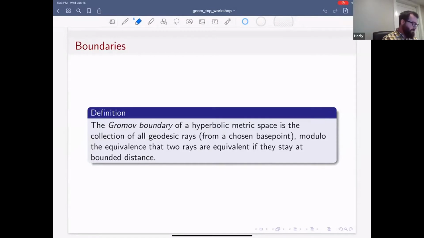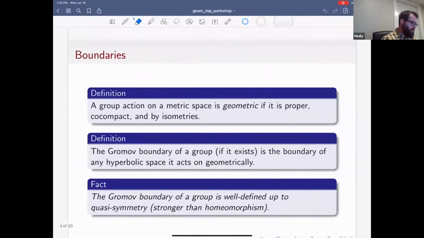And then, how do you give a boundary to a group? You use group actions. So we're going to shortcut the adjectives proper, co-compact, and by isometries to geometric. And if I'm considering an action on a space without a metric, I'll use geometric just to mean proper and co-compact action. So then using the idea of group actions, you can give a boundary to a group, if you're careful, by giving it the boundary of a space that it acts on geometrically. And I do want to emphasize being careful, but in the case of hyperbolicity, you don't have to be careful.